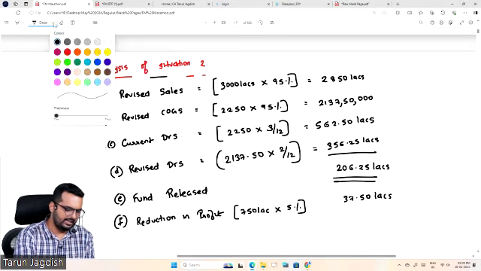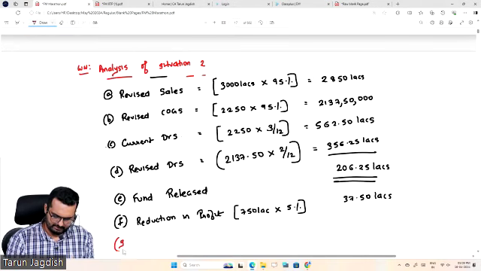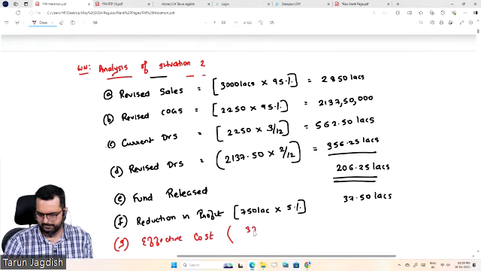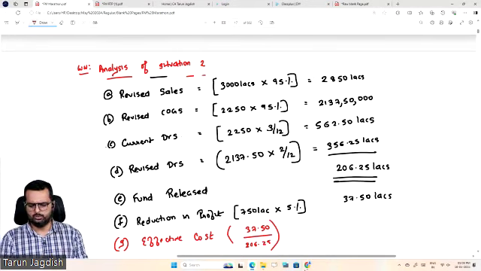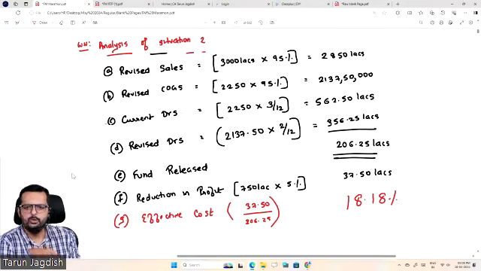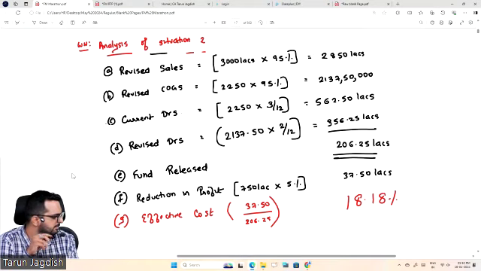Okay, so this is indirectly again you paying an interest. So I will find out the effective cost over here, which will be 37.5 divided by 206.25. So how much percentage will you get over here? 18.18%. Beautiful question, friends. The next one is beautifuler.